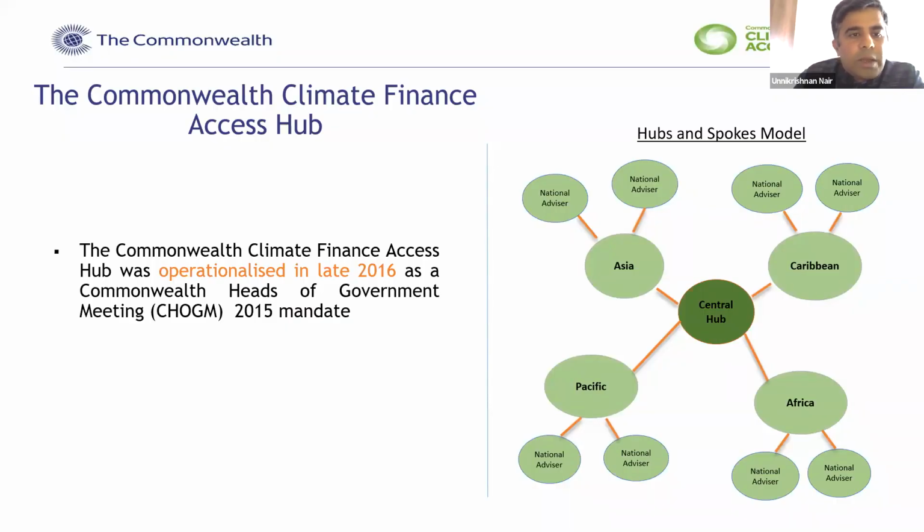So this is around the flagship initiative of the Commonwealth Secretariat, the Commonwealth Climate Finance Access Hub. The Access Hub was operationalized in late 2016 as part of the Commonwealth Heads of Government meeting mandate. Here it works in a hub and spokes model, where we have the hub situated in Mauritius and advisors embedded on a long-term basis for the support of the member countries.